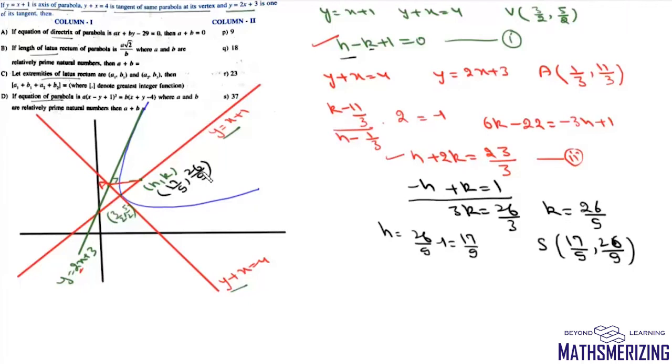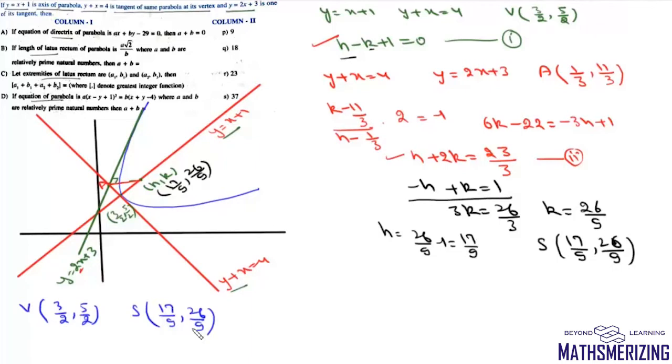So we'll write the result here. We have vertex at 3/2, 5/2, and focus at 17/9 and 26/9. Now we'll need to find the equation of the directrix.